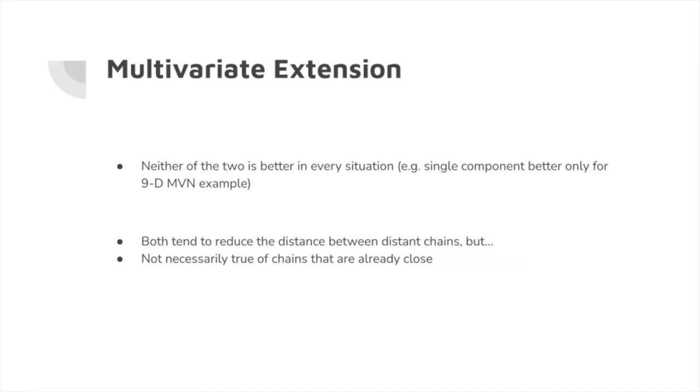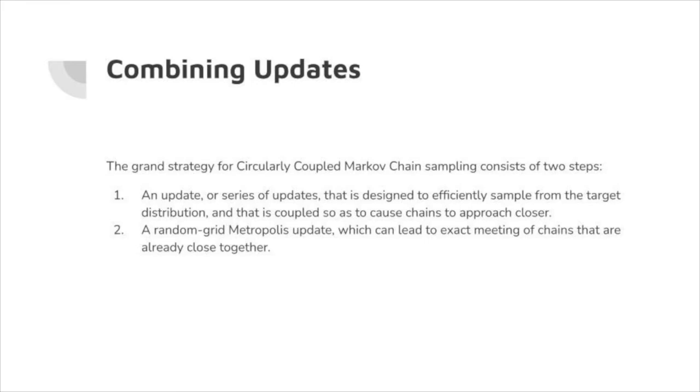We do have a positive probability of exact coalescence when they're sufficiently close, but we don't get to reduce the distance necessarily to where we want it, which is why we often combine this random grid Metropolis idea with other transition possibilities. Random grid Metropolis updates are capable of causing exact coalescence, and the probability of exact meeting increases as chains get closer together. However, random grid Metropolis on its own is not a very efficient way of sampling from the target distribution, and is also not the most effective way of bringing chains closer together. Other sampling methods are needed in order to make sure that chains end up coalescing.